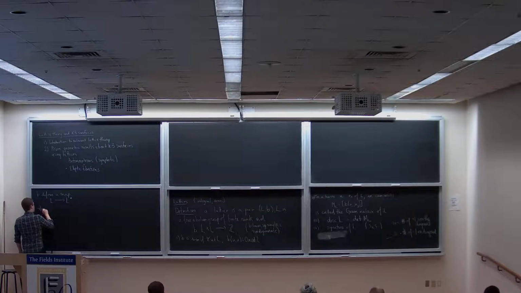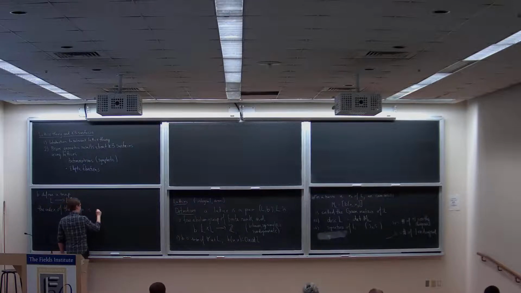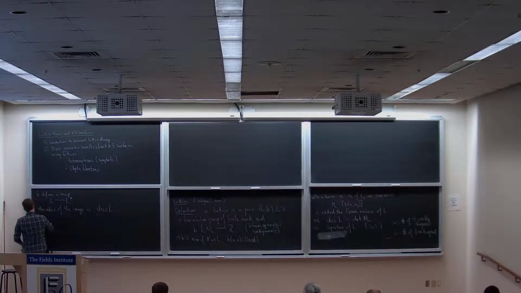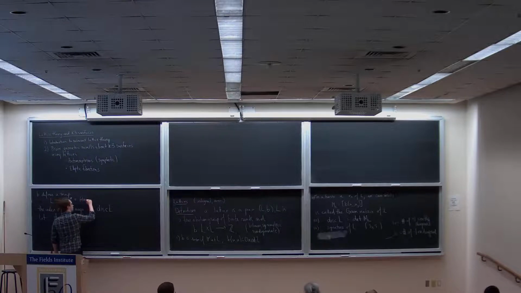The index of the image is, you can check, the discriminant of L. But if you're just taking the integer of some subgroup of a group, you might as well actually take the group. So let A_L be L star modulo L.